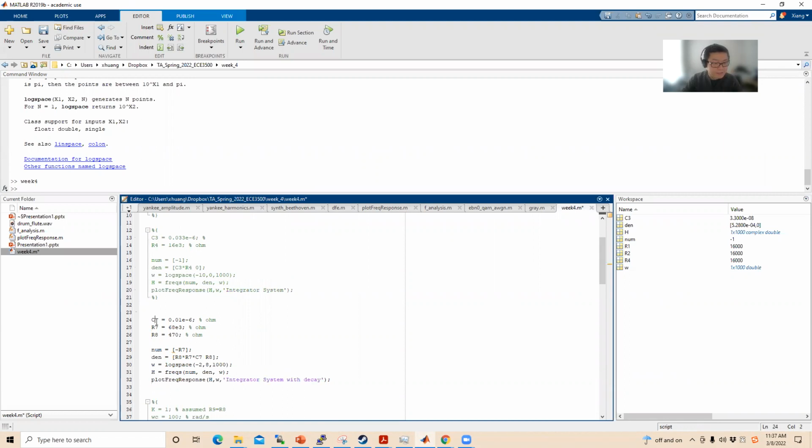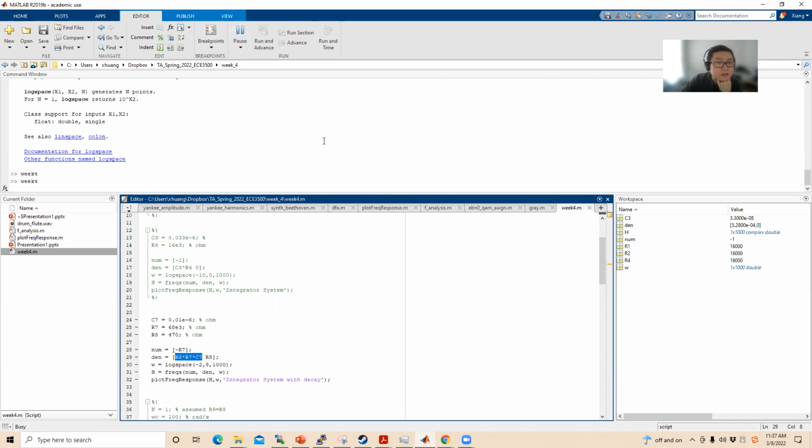I have defined C7, R7, R8, and the denominator. The zeroth order coefficient is minus R7, and for the denominator, the zeroth order coefficient is R8, and the first order coefficient is R8, R7, C7. So the final response should be like this.